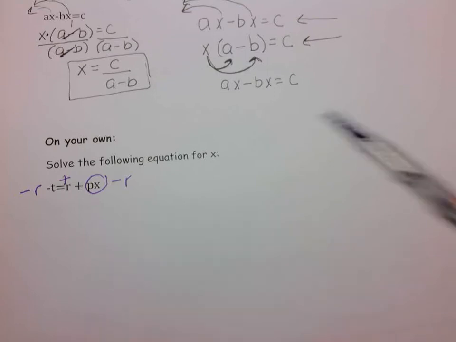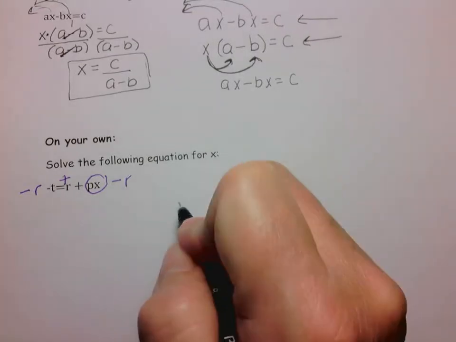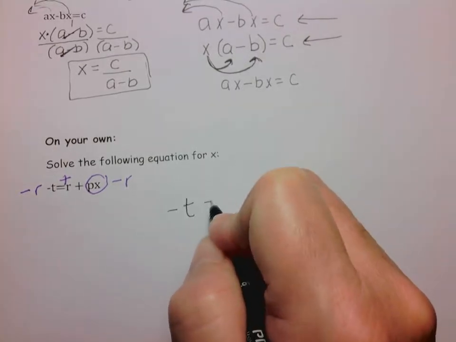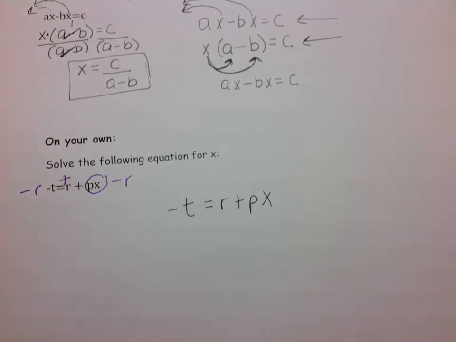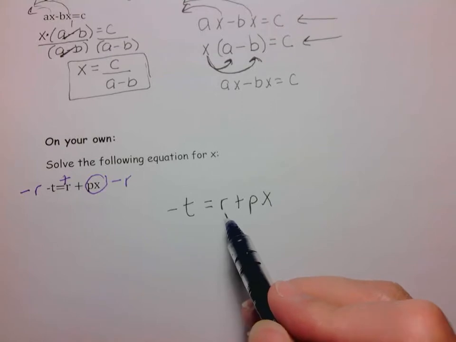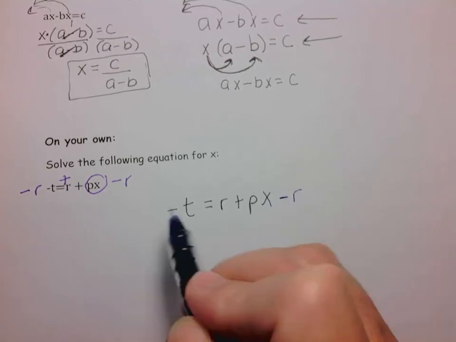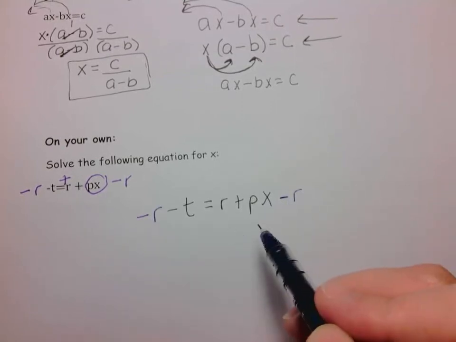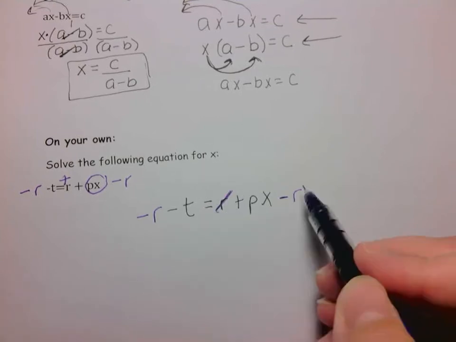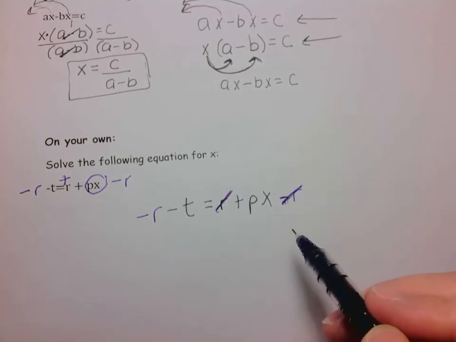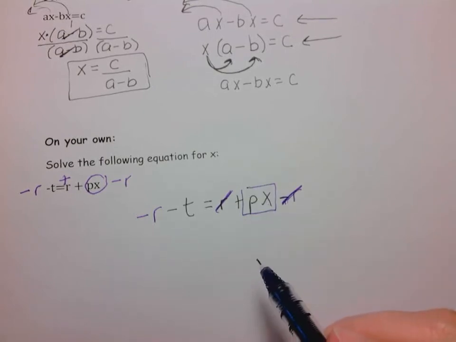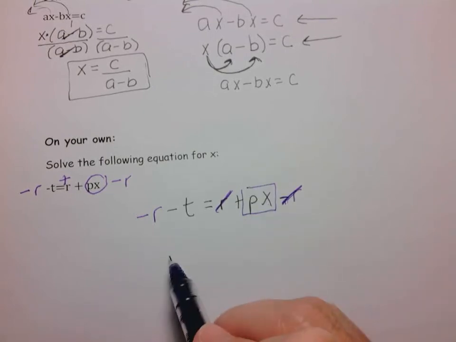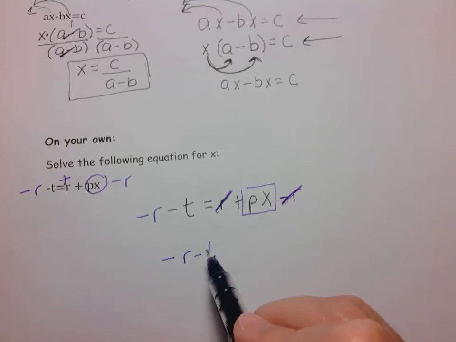Let me make sure you fully understand what I did. Let me rewrite this bigger. I had negative t equals r plus px. And I have a positive r here. So what I'm going to do is add a negative r to both sides. Because when I do that, these cancel out. And the reason I started there is I want to deal with the term that has the variable in it last. So now I have negative r minus t equals px.